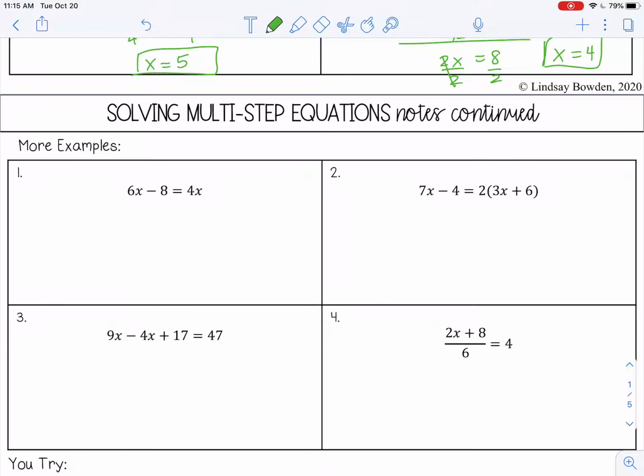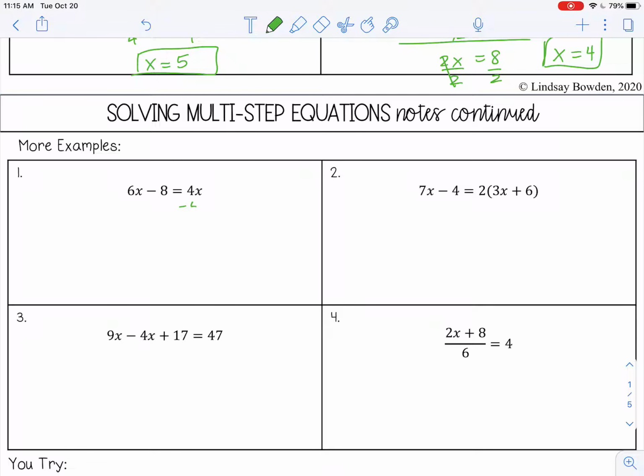Okay, so let's see how you did. So number 1, I have variables on both sides. Now, I always say move the smaller variable if you can, because that way you're not dealing with negatives. Now, in this case, this one's a little bit different, because if I move that 4x, I'm not going to have anything left on that side. So in this case, I could do 2 things.